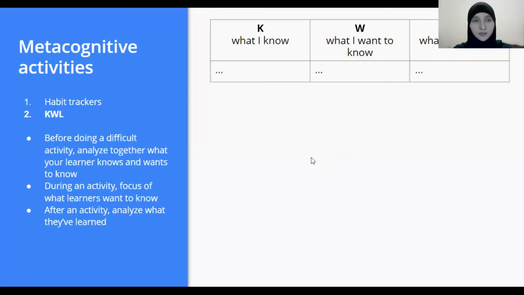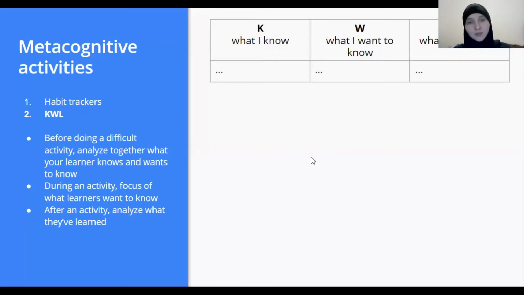So the second idea would be KWL. I'm sure that you have heard about this one. So the first letter stands for what I know. Then we want to focus on what I want to know about this topic, and then what I have learned. Actually, we can try and apply this system to this workshop.